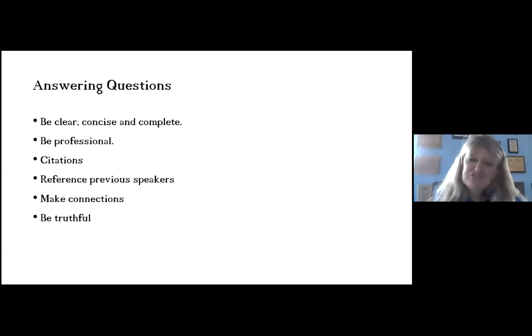Use citations. Use the evidence that they have to cite where they're getting the information that they're giving in their answer. Reference previous speakers. Make connections to other speeches.